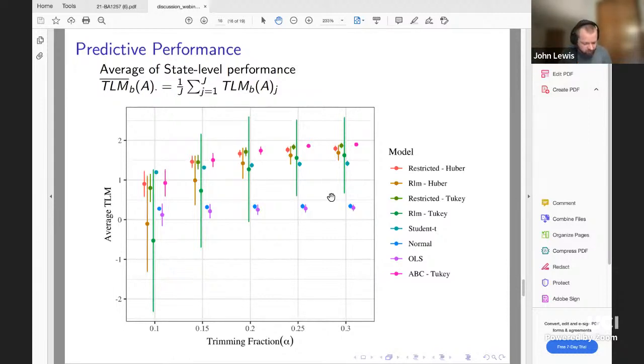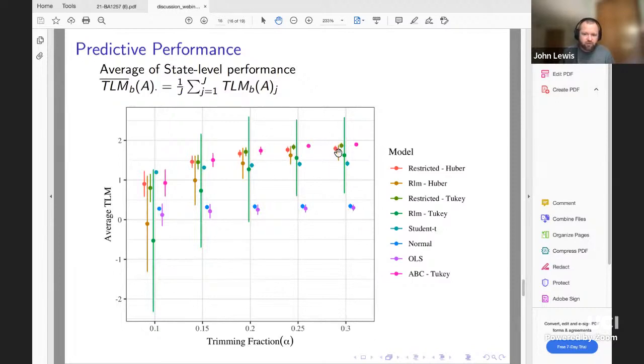A couple of things to point out here. Again, the OLS just doesn't perform that well. I'll mention here that the x-axis is a measure of how much we trimmed. That's why it's called the trimmed. And the idea here is if you don't trim enough, you might not be discounting much of the outlying points that are in the training or the testing set. So you need to trim a little bit more if that's the case.